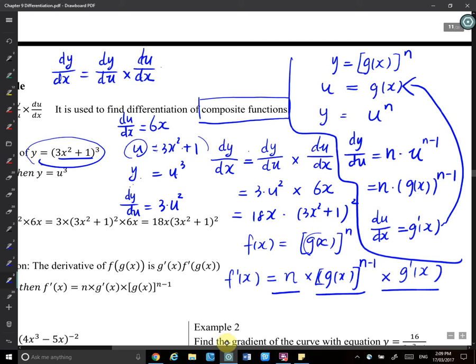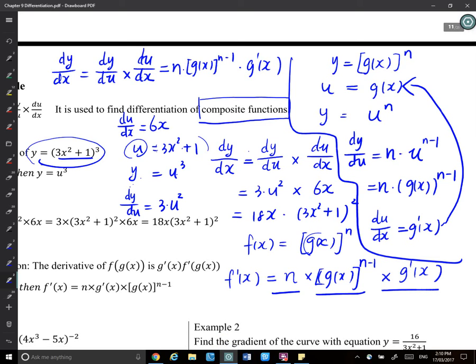So let's put the things back. dy/dx will be n times g(x) to the power of n minus 1 times du/dx, which is g'(x). Okay, I have proved that. But you don't really need to go through that every time. You just need to remember, I'll drag the power down, reduce the power by 1, and I will differentiate the function inside.